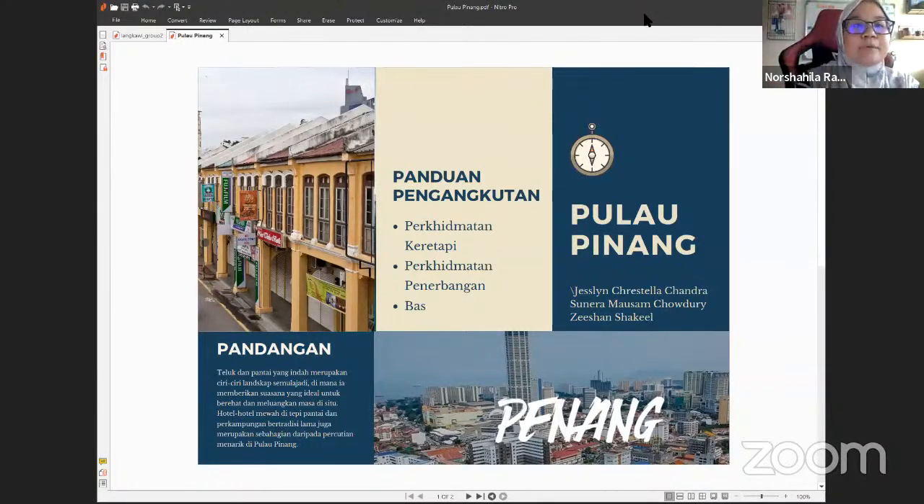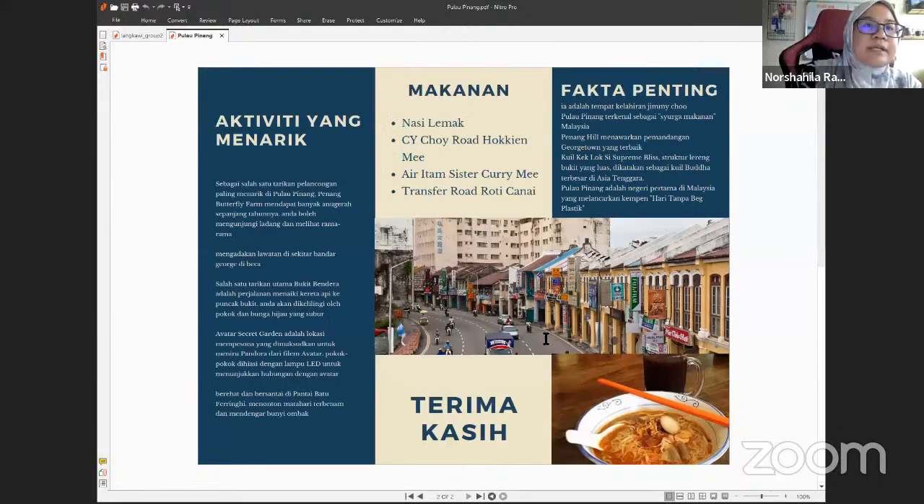They have the word Penang here, so we know what state they do. Penang is the name for Pulau Pinang in English. I prefer you to use Bahasa Melayu instead of Bahasa Inggeris. So this is English, this is Bahasa Melayu. They cover the transportation, they cover the view of Pulau Pinang. And also here they cover interesting activities that you can do at Pulau Pinang, and then about the food.